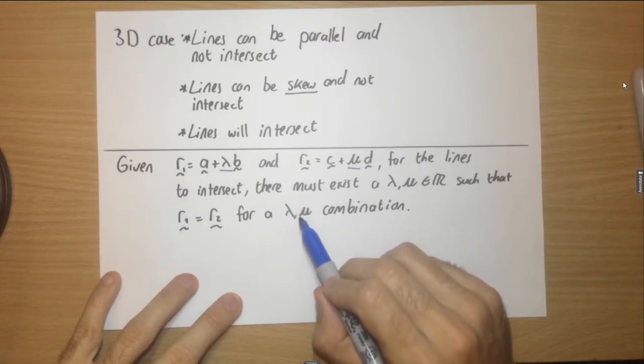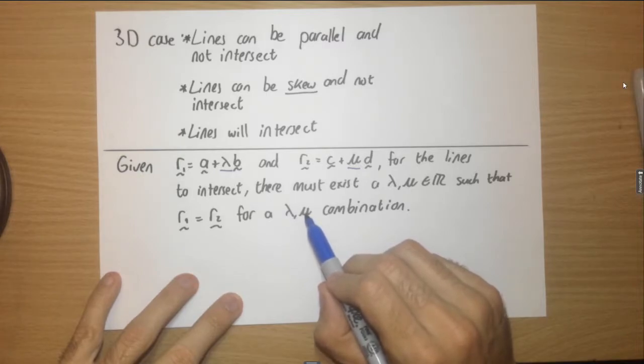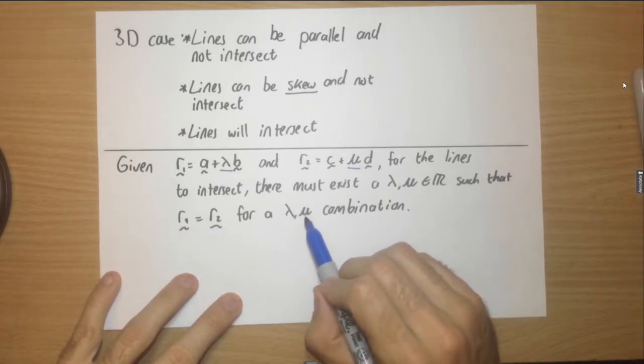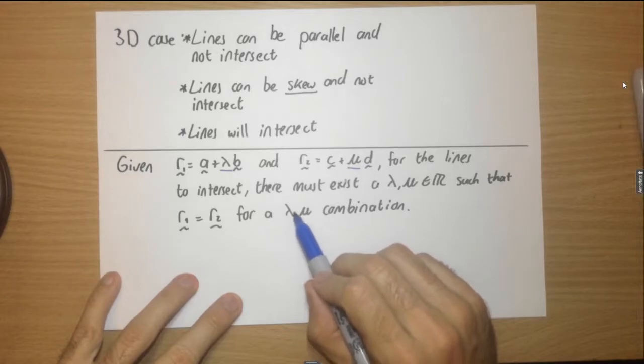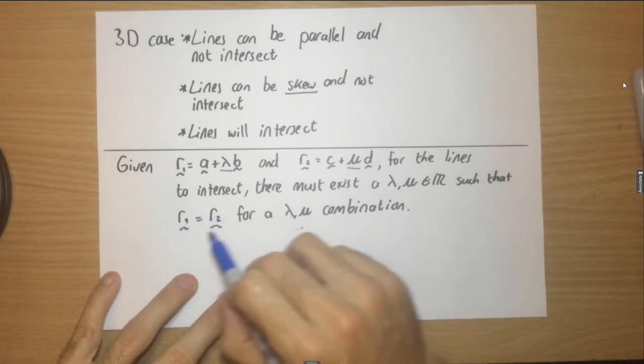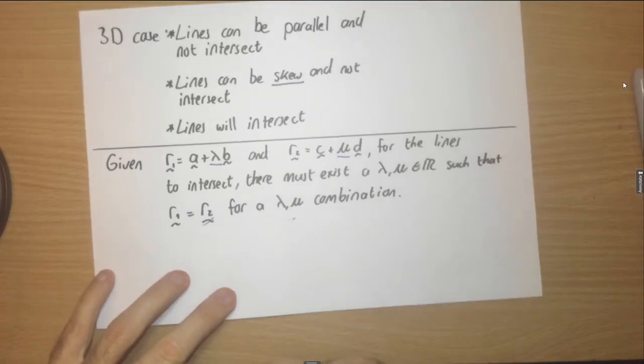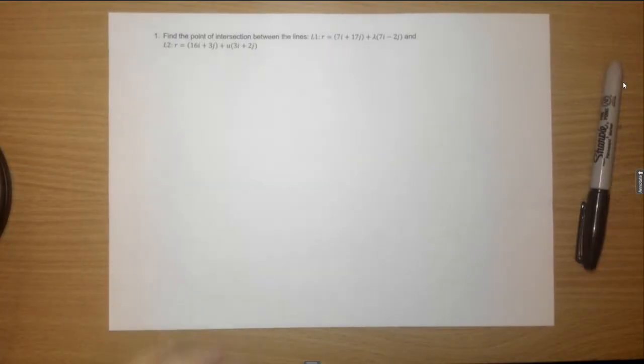If this was a particle situation, then I would want lambda to equal mu as well for the particles to collide. But right now we're just talking about lines, so as long as we have a point that they cross over, I don't care if these two are the same or not. As long as there is a lambda, mu combination that makes this true, then the two lines will intersect each other. Let's look at an example now.